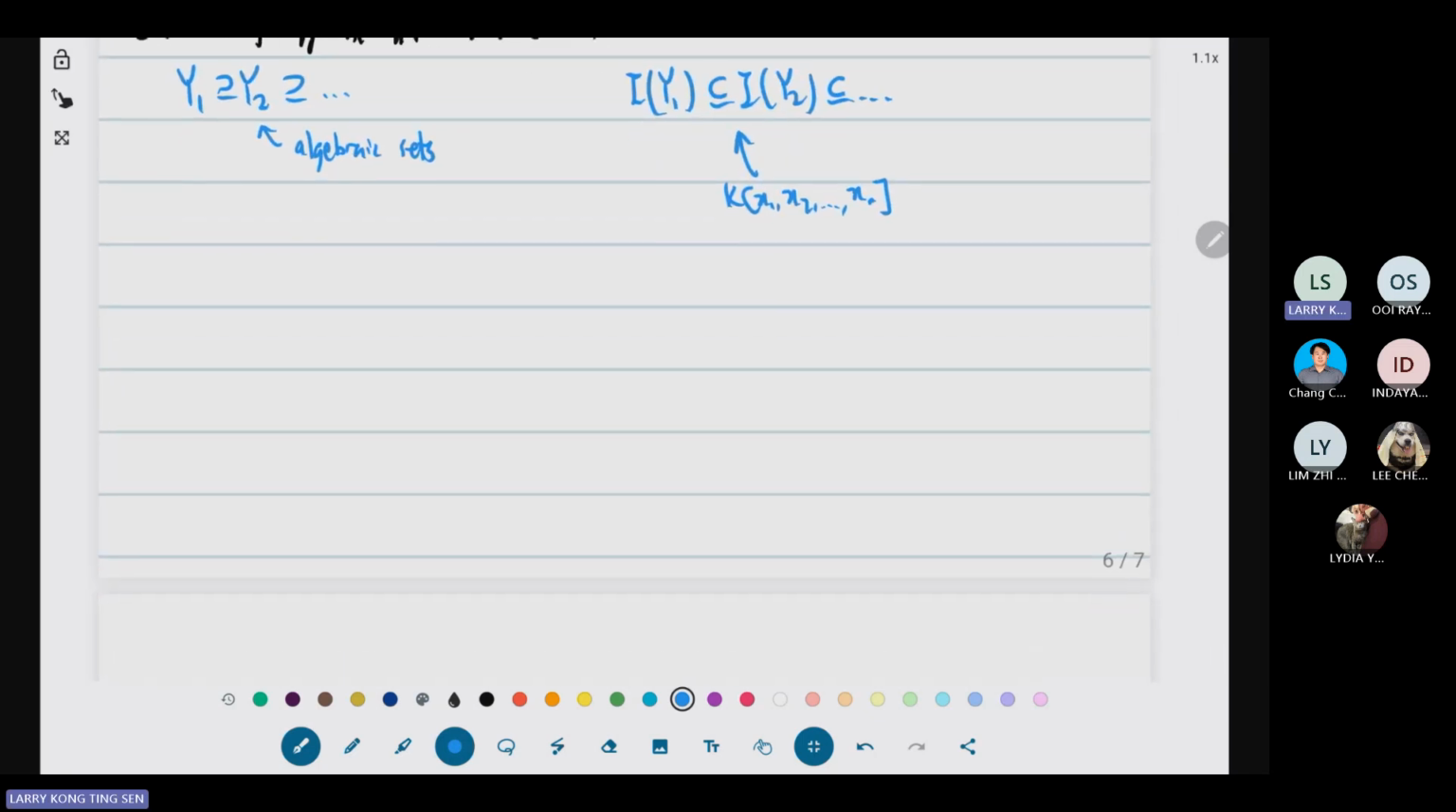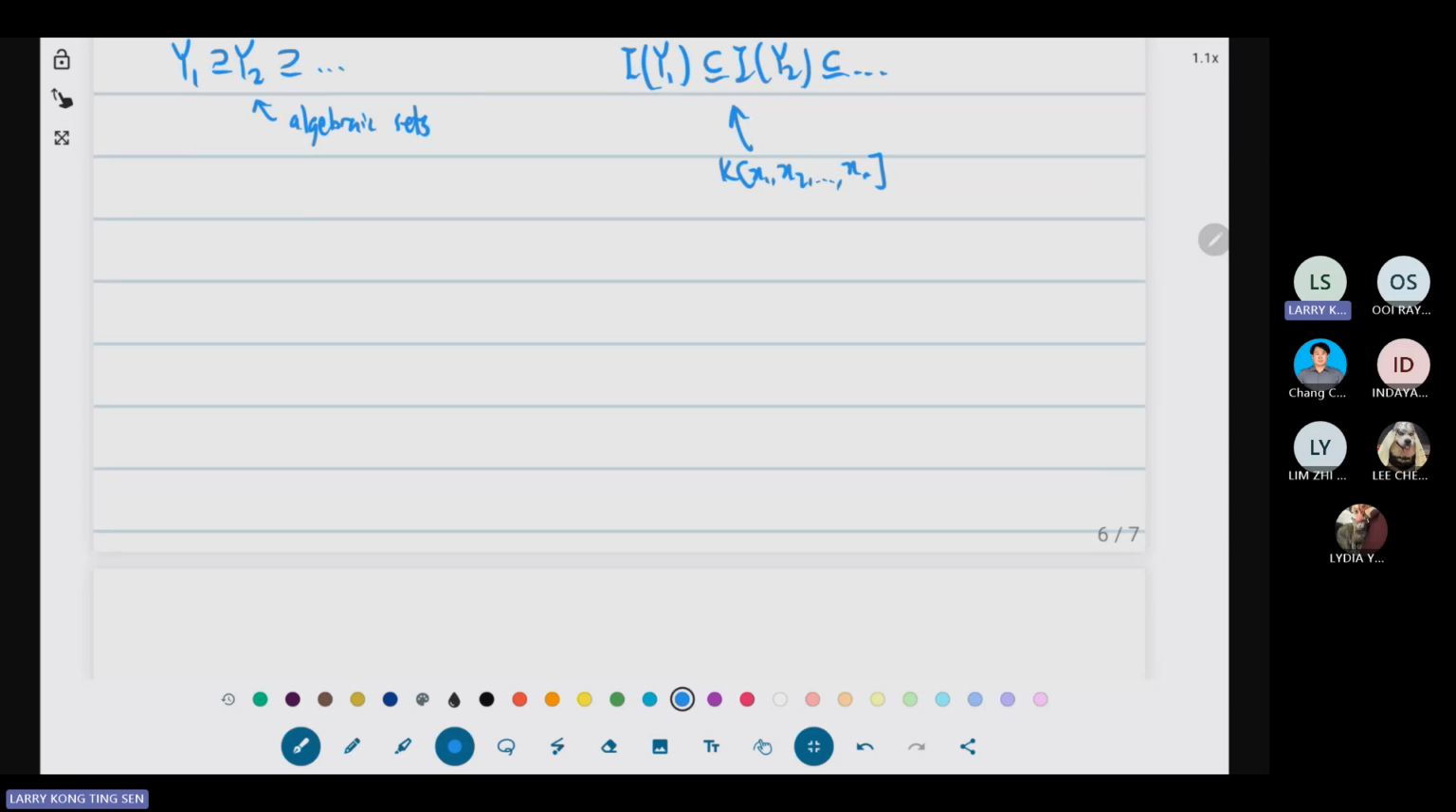And here we use a result. In case you don't remember, in week 1 we talked about Noetherian rings as well. One of the definitions is that it satisfies the ascending chain condition, which is basically like the descending chain condition, but instead of going down, it goes up in terms of set inclusion.